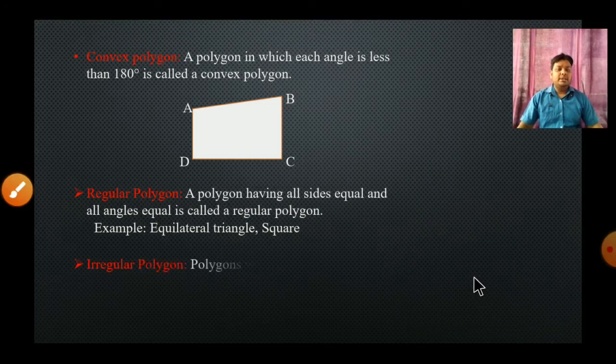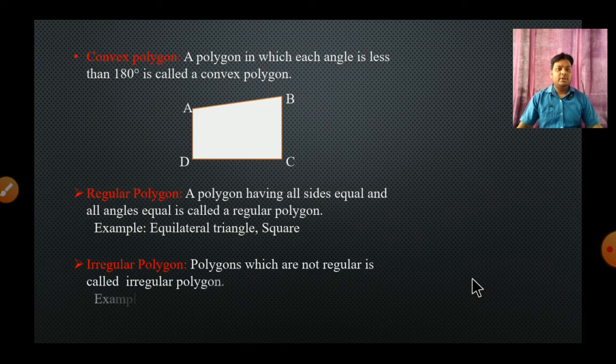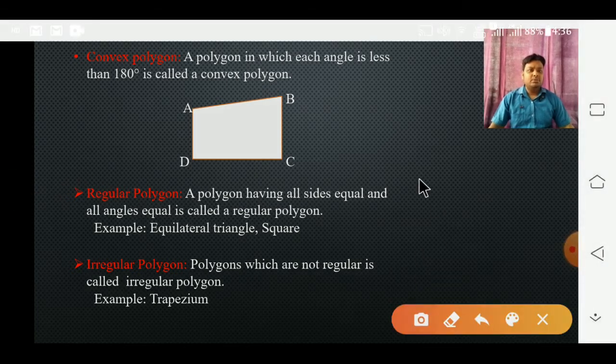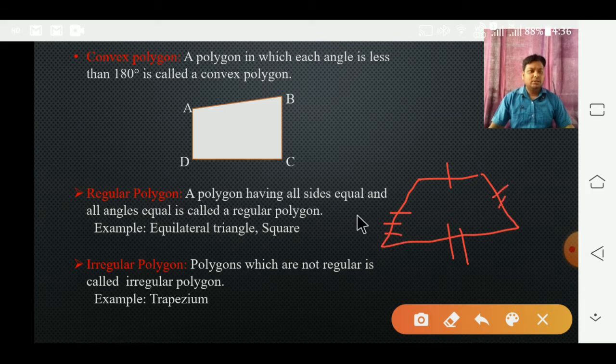Now what is an irregular polygon? Just opposite to a regular polygon, that is, polygons which are not regular are called irregular polygons. For example, trapezium. If you draw a trapezium, you can see that these two sides and these two sides are not equal. The non-parallel sides can be equal, but when they are equal, it is called an isosceles trapezium. But all the sides are not equal, because the parallel sides are always not equal. So it is called an irregular polygon.